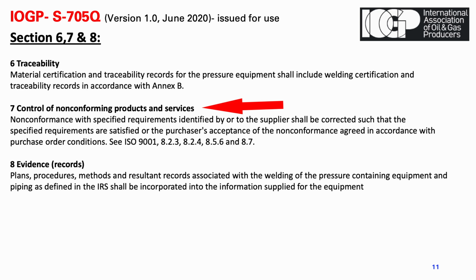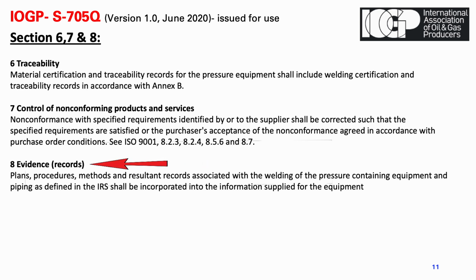Non-conformance with specified requirements identified by or to the supplier shall be corrected such that the specified requirements are satisfied, or the purchaser's acceptance of non-conformance agreed in accordance with the purchase order conditions. You can also refer to ISO 9001, 8.2.3, 8.2.4, 8.5.6 and 8.7.